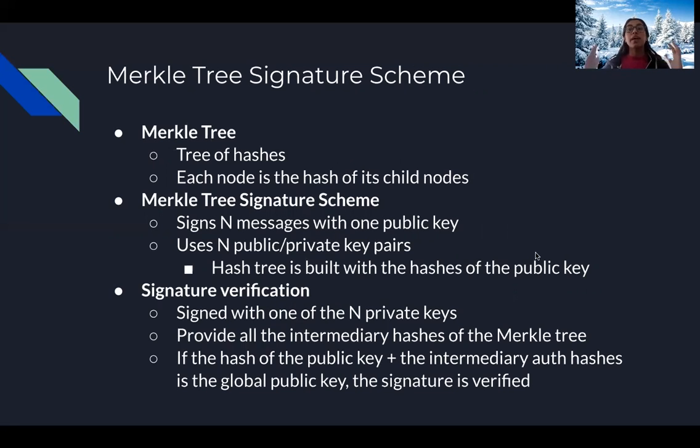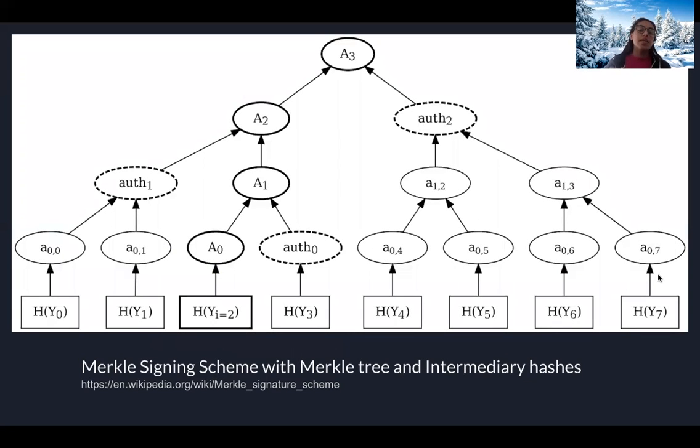And once you build all of the hashes up to the top, the root hash, that's going to be your public key. Signature verification is done as follows. So let's say for a Merkle tree signing scheme, you can only sign n times, where n is the number of leaves. So in this case, you can sign 8 times, each time with a different private key.